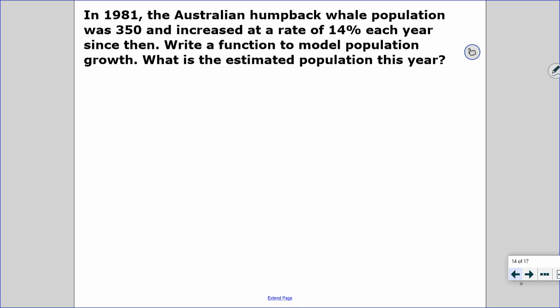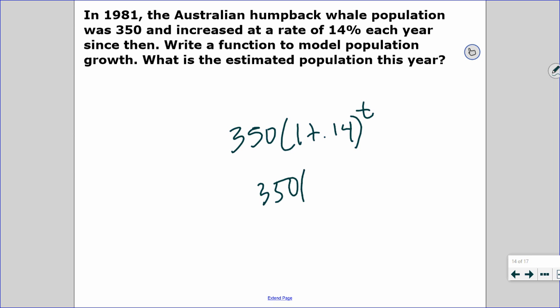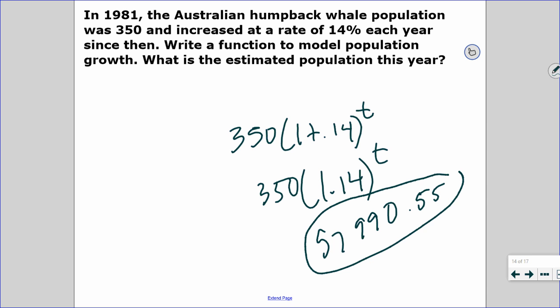Gianna, what do you think for an equation? Good, so 1 plus 0.14 to the t. If I simplify it, 1.14 to the t, I get a lot of whales. 57,990? Is that what you guys got? That's a lot. I did 39 years, 2020. Was that good? Exponential's okay, right?